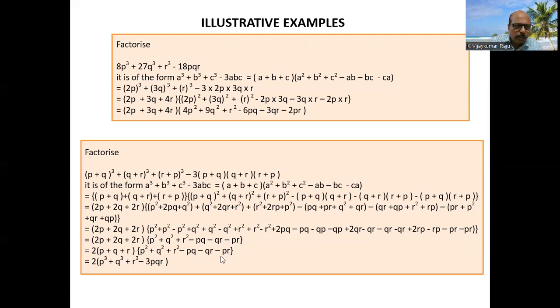But if you see this, what is this? This is exactly an identity, isn't it? So that means it is p raised to 3 plus q raised to 3 plus r raised to 3 minus 3pqr. So see this exactly like this: p plus q plus r, times p square plus q square plus r square minus pq minus qr minus rp. Exactly the identity. That means these two together should be in this form, so this is 2 times this.